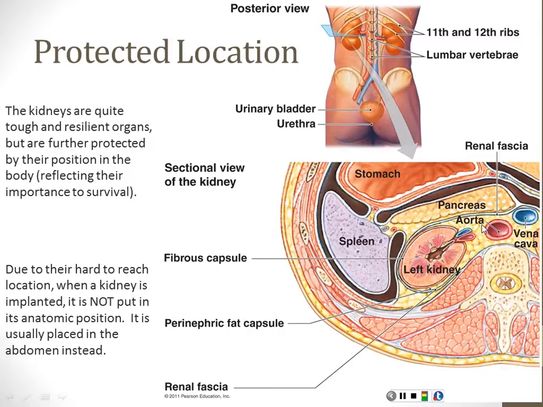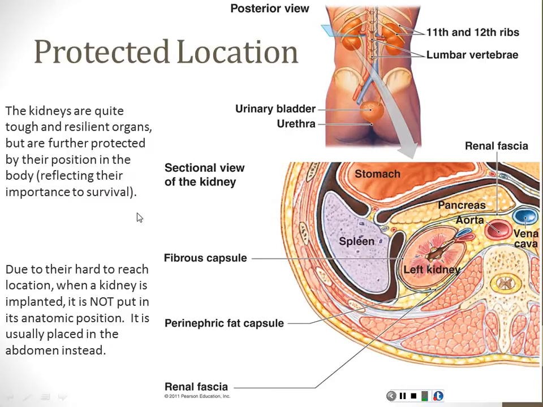The kidney is also packed in fat, right? All this yellow stuff is fat. So just like if you wanted to keep something fragile in a box from getting broken, you pack it with energy-absorbing material. The kidney evolved like that too. So it's packed in this fat capsule to protect it even more. So, like we were just talking about, because of this hard-to-reach location, kidneys that are implanted aren't put in their anatomical position. So, why all this protection?